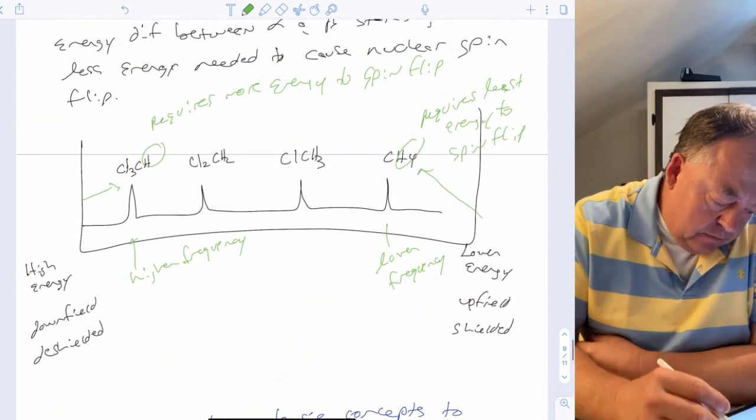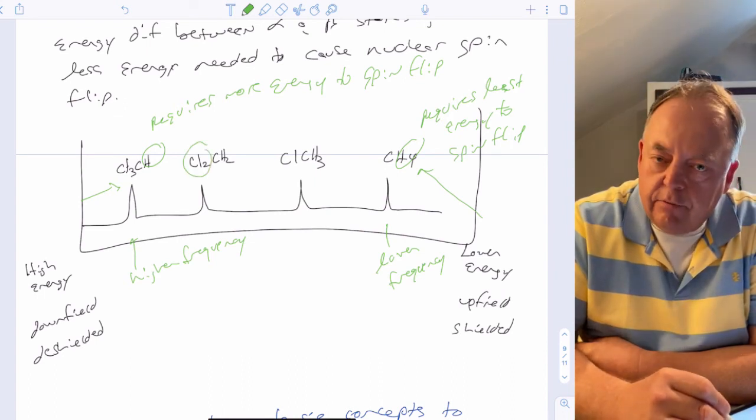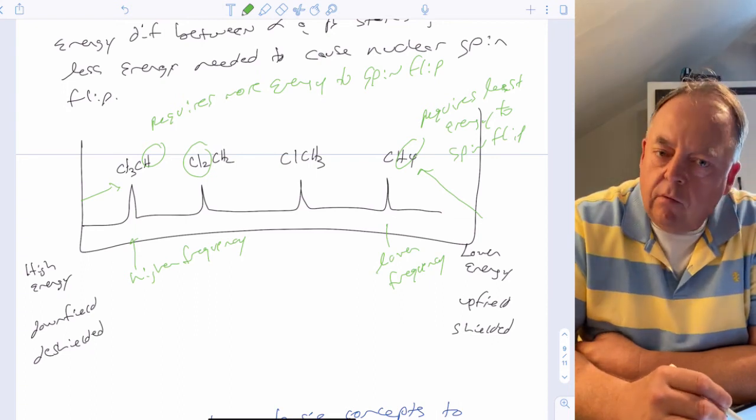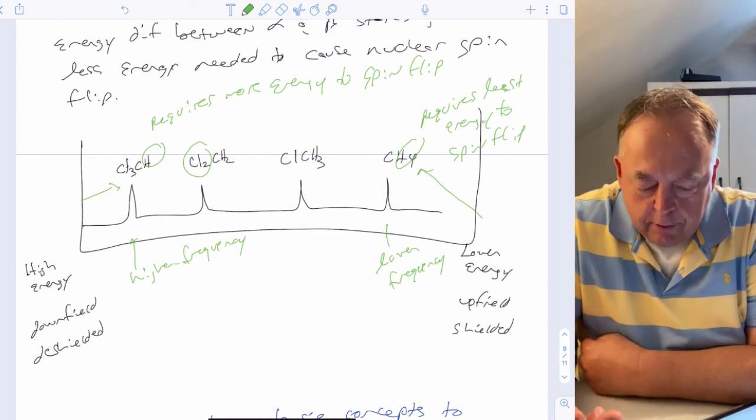Okay, so the more chlorines there are, of course, the more electron density is going to be removed from the CH bond, and then the hydrogen is going to feel more of the magnet, since there's not as much induced field to oppose the applied field.